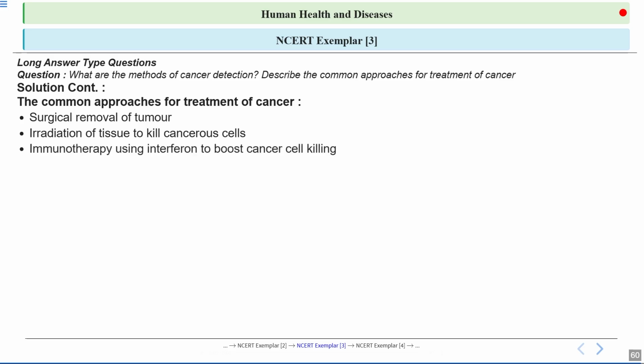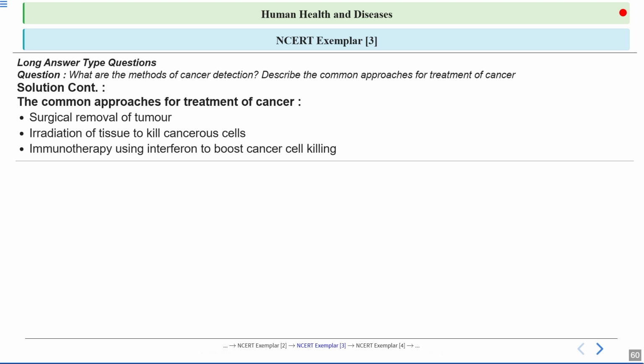Now, the third approach is immunotherapy, which uses substances like interferon to boost the body's immune system to kill the cancer. So we are basically boosting the immune system so it can kill the cancer cells. We are using a substance such as interferon to boost the body's immune system. These were some of the common approaches for treating cancer. Then chemotherapy can also be given, in which certain drugs are given to kill the cancerous cells.